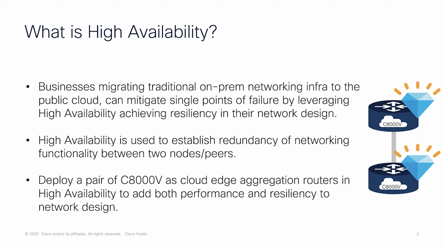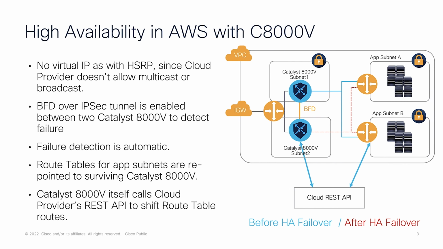High availability, or HA for short, in the public cloud behaves a little differently in comparison to traditional on-premise deployments due to the limitations in multicast support and layer 2 packets, and we'll talk more about that on the next slide. As just mentioned, cloud providers don't allow multicast or broadcast traffic, so we can't use a virtual IP as in HSRP. But what we can do instead is configure bidirectional forwarding detection, or BFD, over an IPsec tunnel between the pair of c8KVs to detect failure between each node.